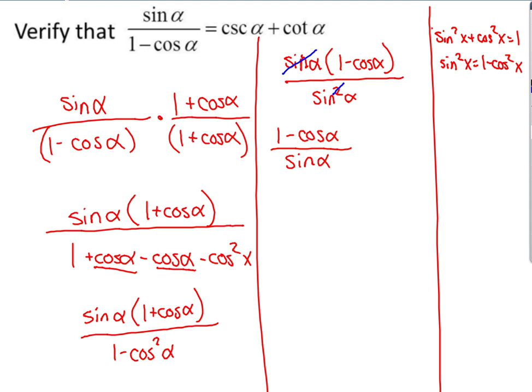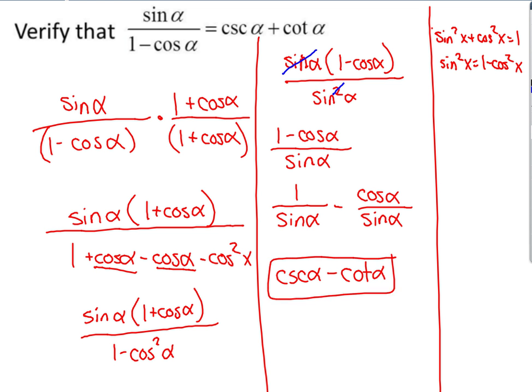When you have a fraction, as long as the denominator is just one value and the numerator is addition or subtraction, we can break it apart into 2 different fractions. So I can say 1 over the sine of alpha plus the cosine of alpha over the sine of alpha. 1 over sine, the reciprocal of sine, is cosecant, and cosine over sine is cotangent. So we are left with cosecant of theta plus cotangent of theta.